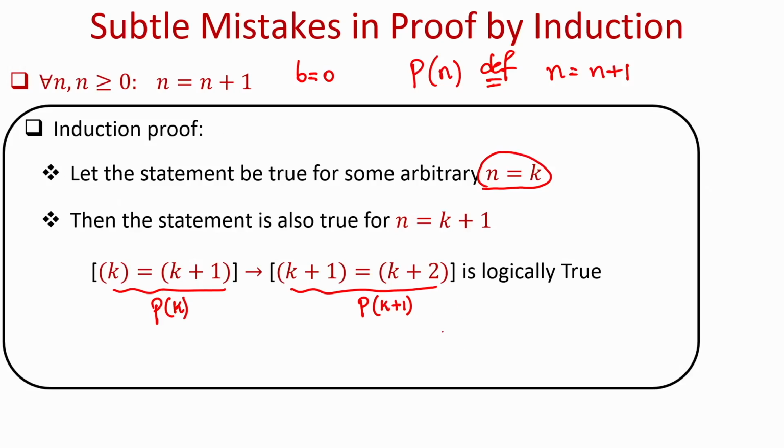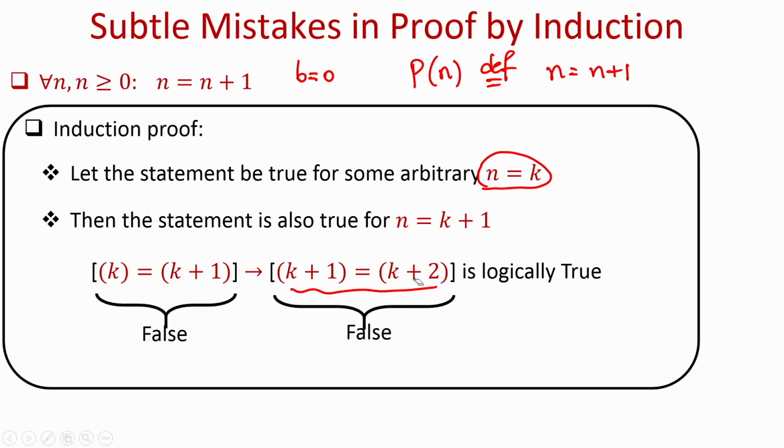And if you see, this implication is logically true because p of k is false. Why is p of k false? Because k is not equal to k plus 1. So, I have false here, my premise is false, and if my premise is false, overall the implication will be true.